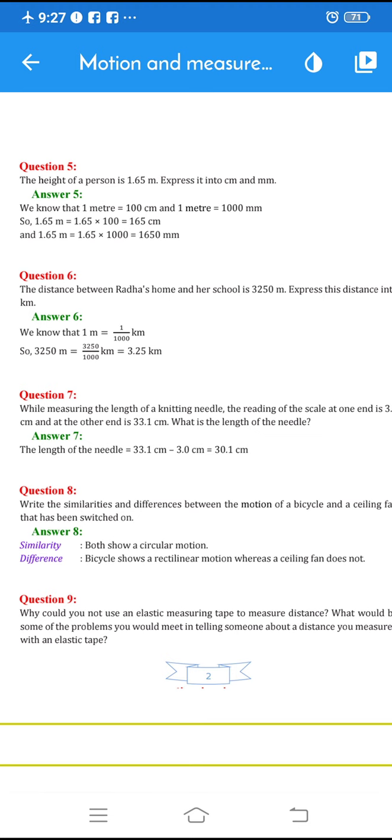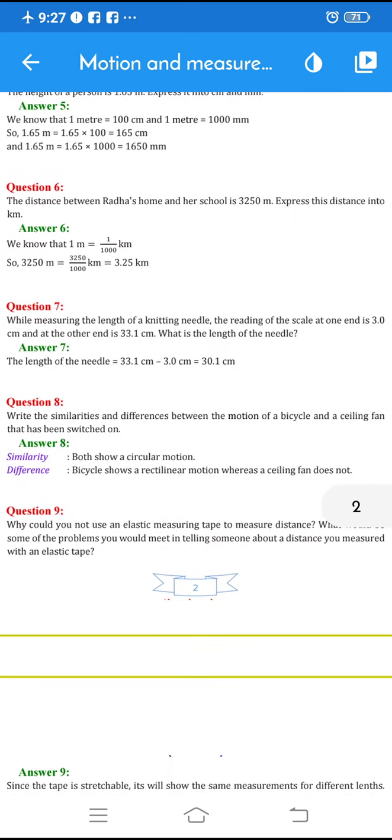This is the height of the person in centimeters. To express it in millimeters, you have to multiply 1.65 meter with 1000, because 1 meter equals 1000 millimeters. The point will shift 3 digits to the right, so after 65 you have to add one more zero. Hence 1.65 into 1000 equals 1650 millimeter. This is how you solve this question.